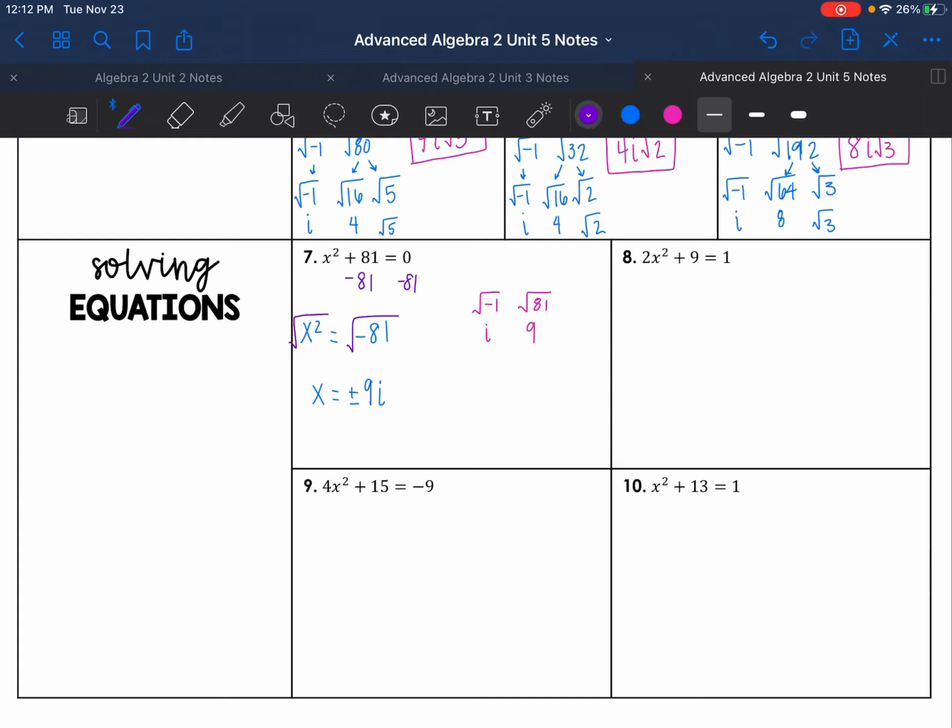Number 8, first step is to subtract 9 from both sides, leaving us with 2x squared equals negative 8. And then we divide both sides by 2. x squared equals negative 4. And then we take the square root.